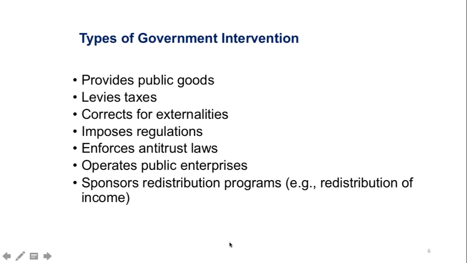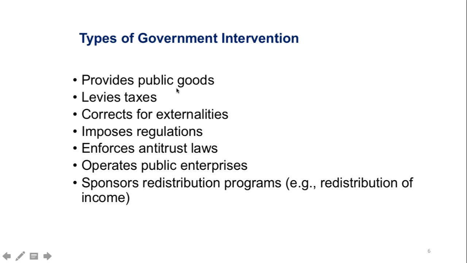Now, there are different types of government interventions. The first one is basically that the government provides public goods. Why? Because there is no incentive for the industry to provide public goods. Even if they want to, they can't afford it financially to provide the public goods. So basically that's the main role of government.